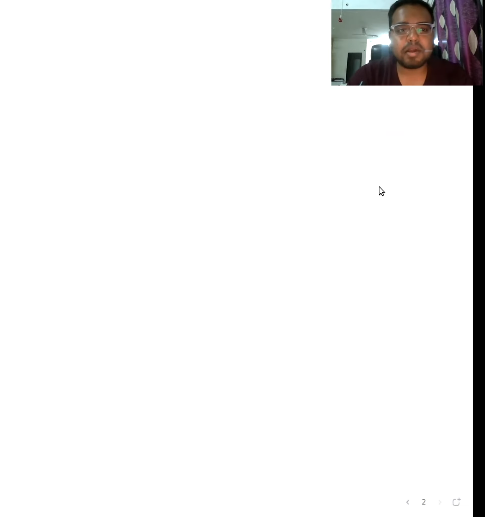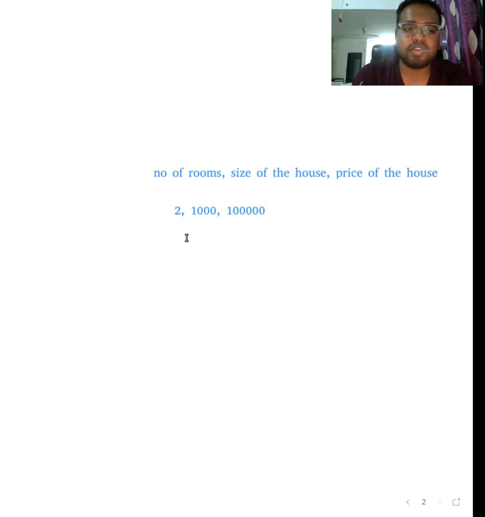Now let's consider this. This is what the data will look like. For example, some house has 2 rooms in it. Size is about 1,000 square feet. Price of the house is supposedly $100,000. Another data point can be, suppose we have 3 rooms in the house, and then we have 2,000 square feet, and then something like $200,000. So each of these is a data point.